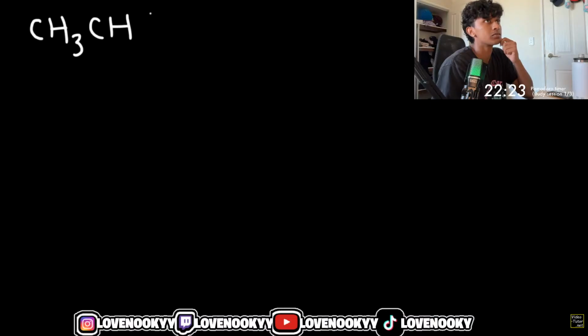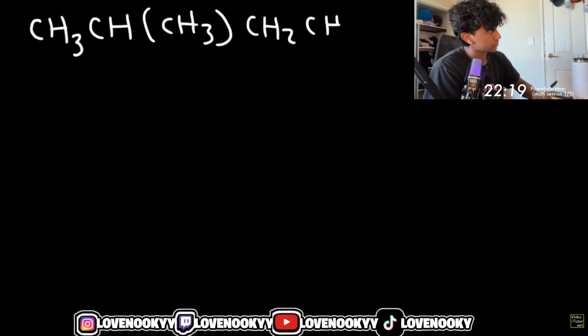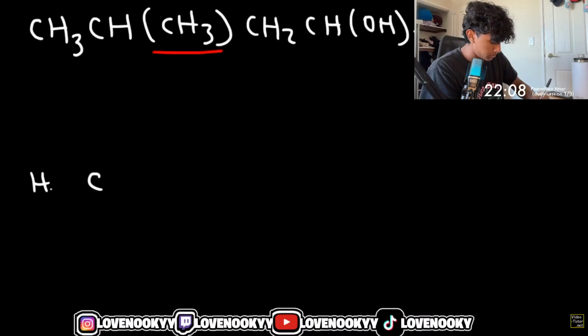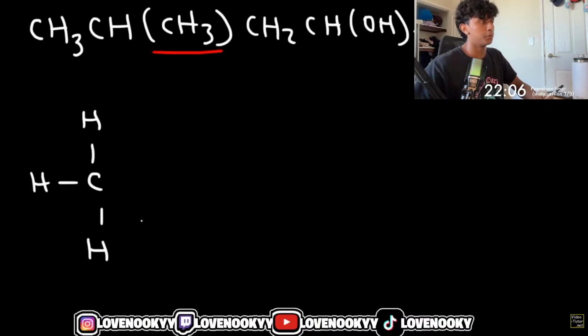Now, here's another example. CH3, CH(CH3), CH2, CH(OH) times 2. What about that example? It looks like we have a CH3 in the middle. So what should we do if we see that? So let's start with the CH3 on the left. So we have a carbon with 3 hydrogen atoms, and then we have a CH group.